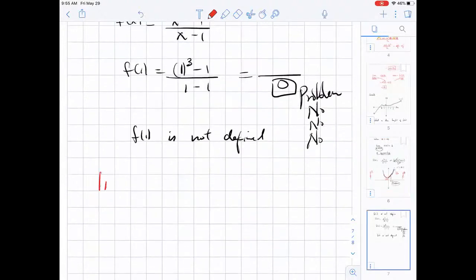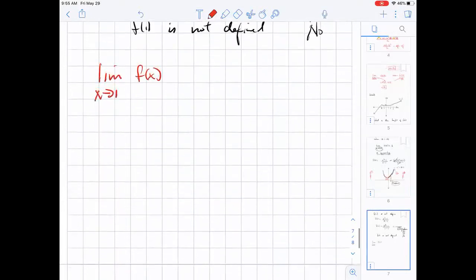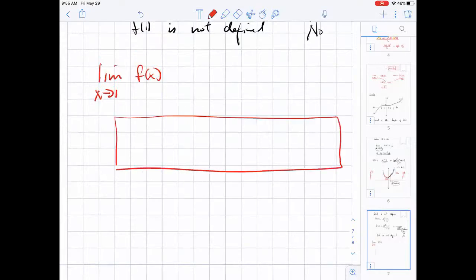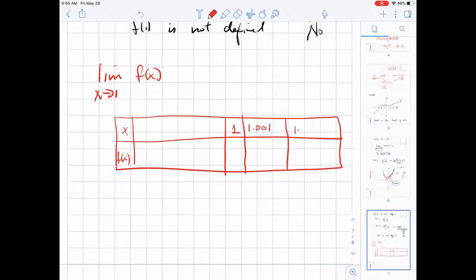But if I ask you what is the limit as x approaches 1 of f of x, when you do that table of values, x and f of x, and you're looking at 1, put 1 in the middle and put some values on the right, which will be 1.001, 1.01, 1.1. Some values from the left will be 0.999, 0.99, and let's say 0.9. Does everyone understand how I'm getting these values?